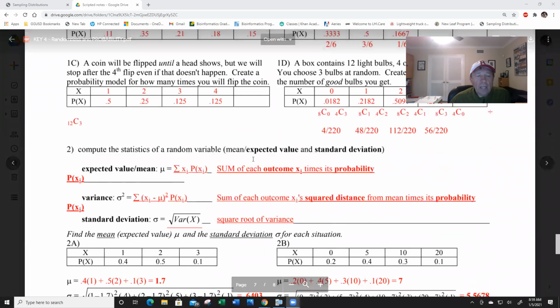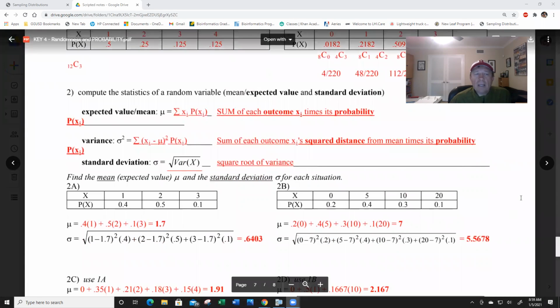Next section is calculating the mean and the standard deviation. Nice. The expected value is called the mean. It's called the expected. Now, if you flip a coin 4 times, you are expecting 2 heads. That doesn't mean you'll always get 2 heads. That means that's the average.